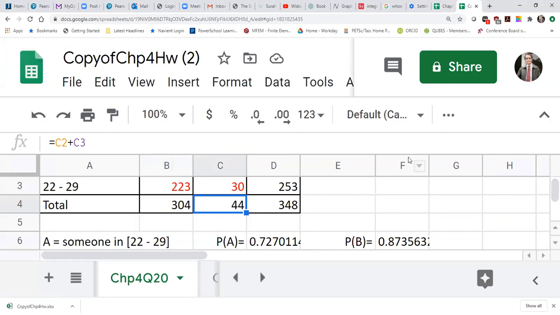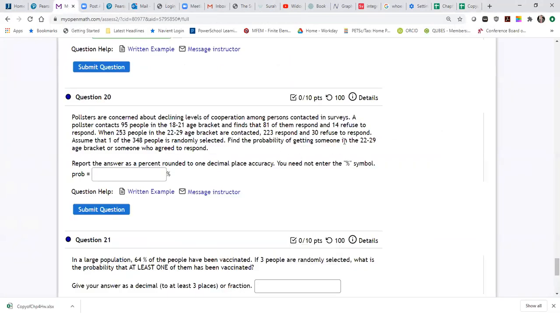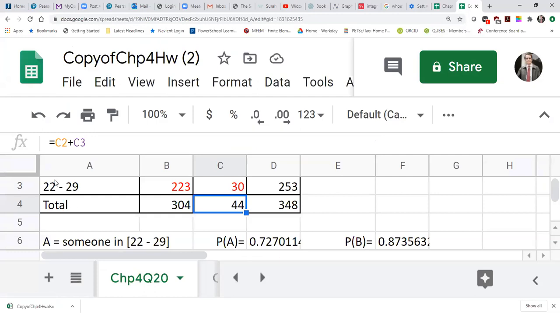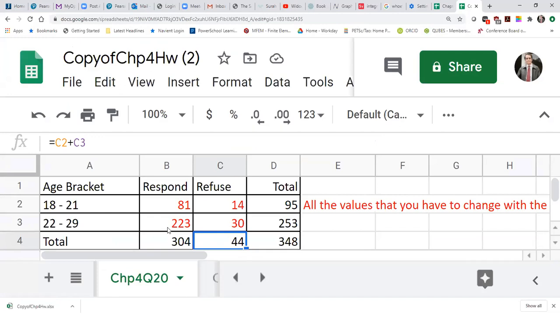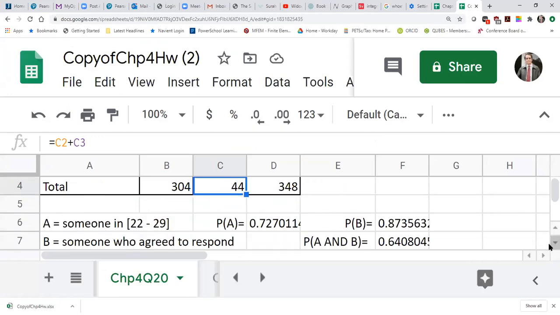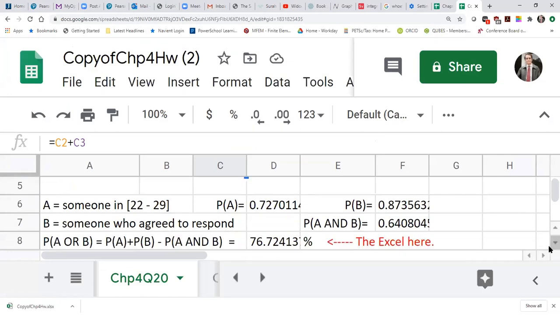Yeah, so you need to look for the probability of being in the 22 to 29 and agree to respond, right? Okay. So that will correspond to this row and agree to respond will be this column, right? Okay. So the answer will be down here.